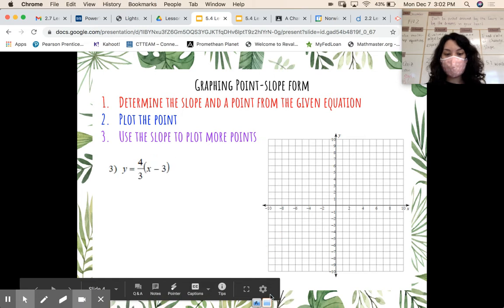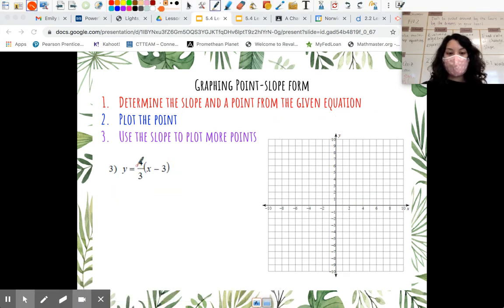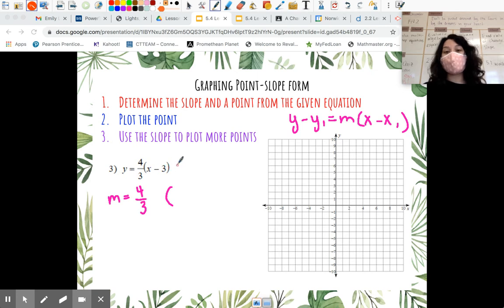Let's do another one. Number 3. My slope, again, is the thing that's touching the parentheses. So in this case, my slope is 4/3. My ordered pair is going to come from the numbers near the x and the y, respectively. The x value is going to come from the number near the x. Flip the sign, so it's really a positive 3.